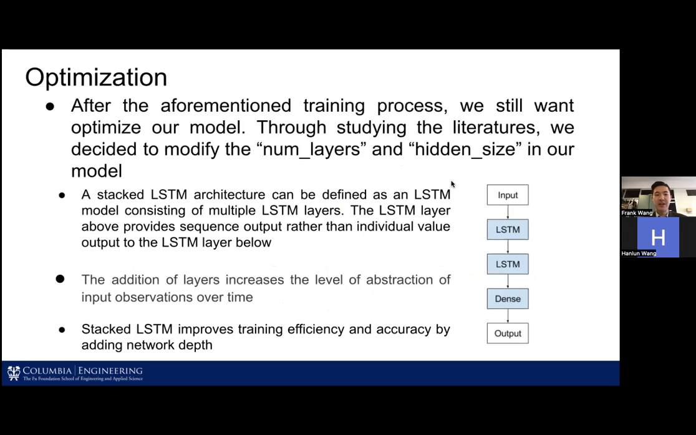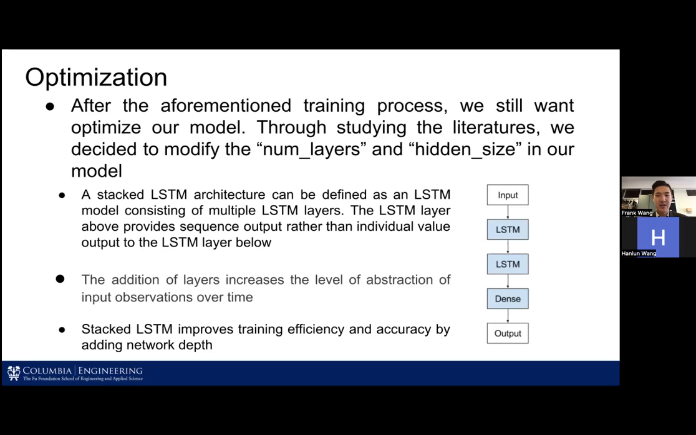But later, after the training process, we still want to optimize our models. Through studying the literature, we decided to modify two parameters in our model: the number of layers, and the hidden size, which indicates the hidden states of each layer in our model. In the process of changing the number of layers, we actually achieved a stacked LSTM.